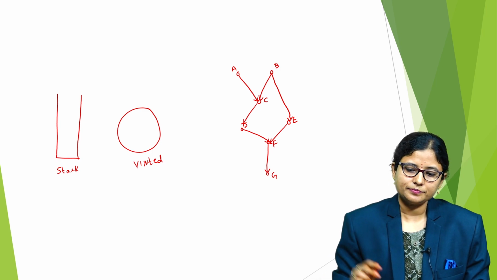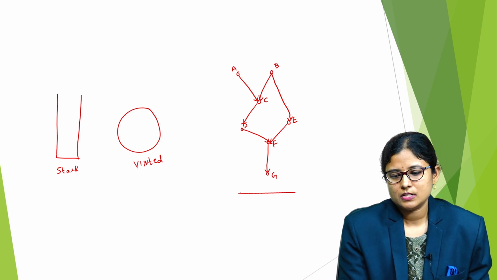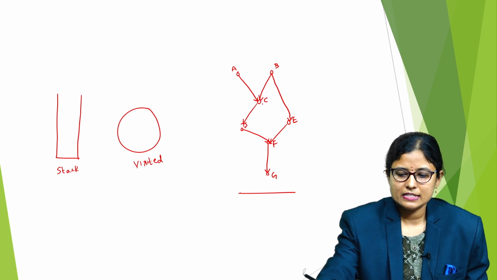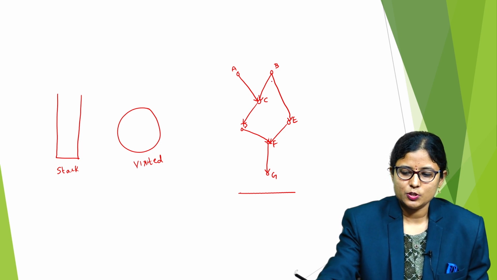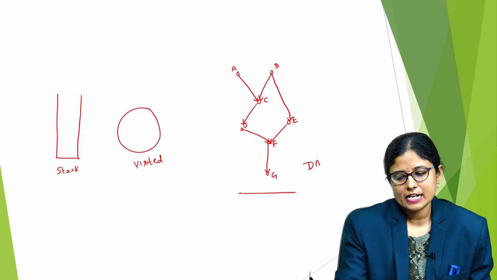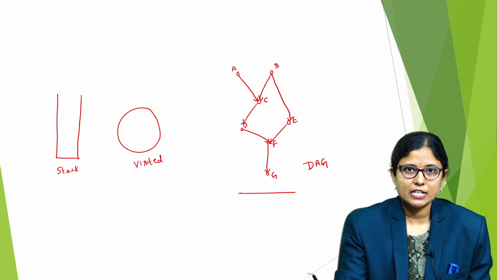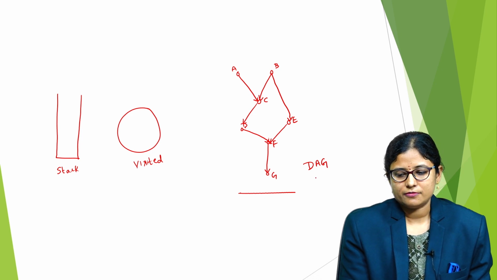So here, this is the graph. Here all the edges are directed and there is no cycle in this graph. So it is a directed acyclic graph. Now we are going to find the topological sorting for this graph.